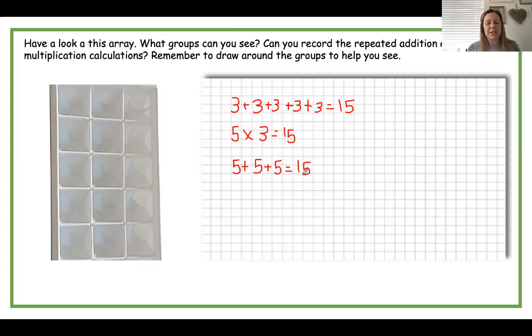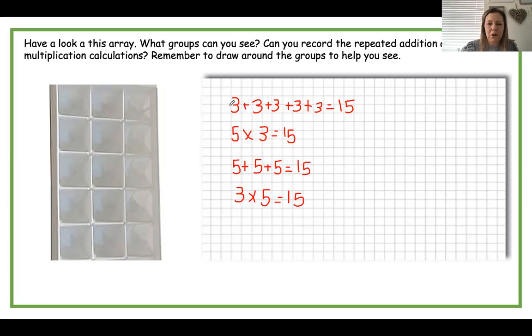So there we go. Right, so then I can change that into a multiplication sentence because I've got 3 lots of 5. So I'm going to write 3 lots of 5 also equals 15, okay? Because remember, multiplication is just adding the same number lots of times.